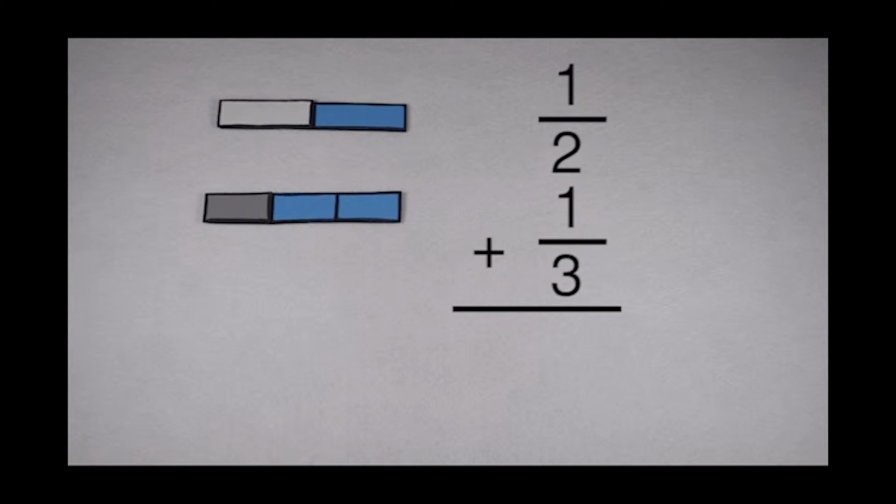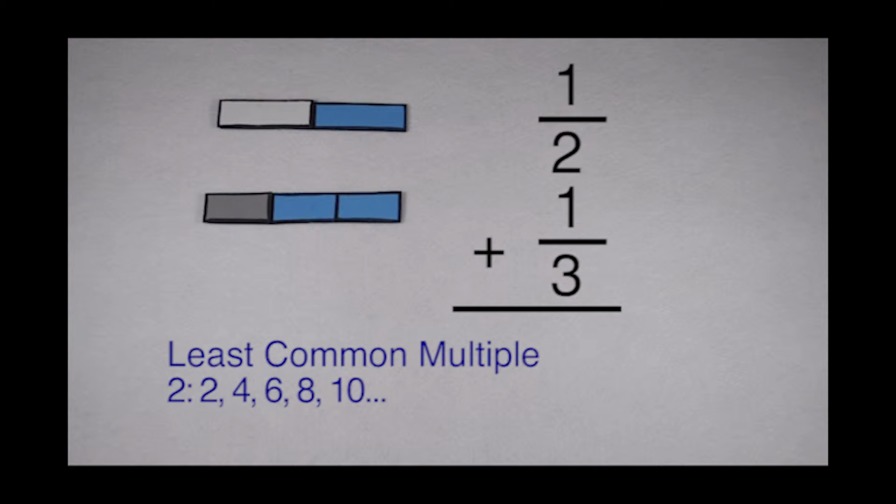This means multiples of 2 would include 2, 4, 6, 8, 10, and so on. Multiples of 3 would include 3, 6, 9, 12, 15, and so on. The first one they have in common is 6, so 6 is going to be our common denominator.